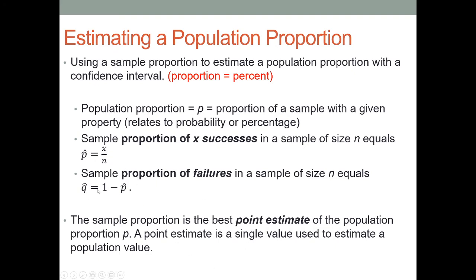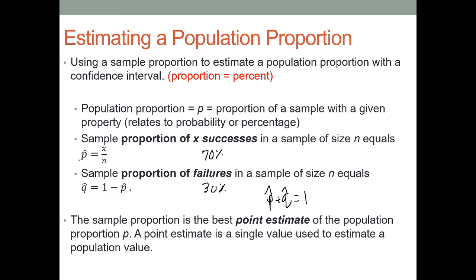Remember, these p hat and q hat are complements of each other. For example, if I'm talking about owning a home, and let's say 70% of the people in Illinois own a home, that means that 30% of the people don't. Or 70% of my sample owns a home means 30% does not. So they're always complements. Basically, p hat plus q hat should always equal 1, or 100% if you're using them as percents. Now, this is what's called a point estimate.